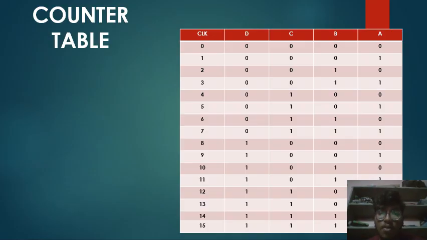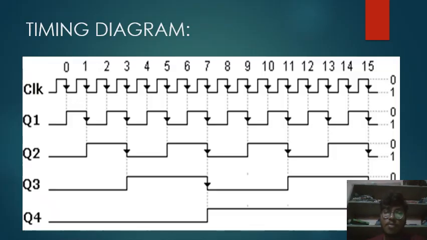This is the counter table for the 4-bit asynchronous counter. From the above operation, we can say this. And this is the timing diagram of the 4-bit asynchronous counter. The first one is the clock, then Q1, Q2, Q3, and Q4.